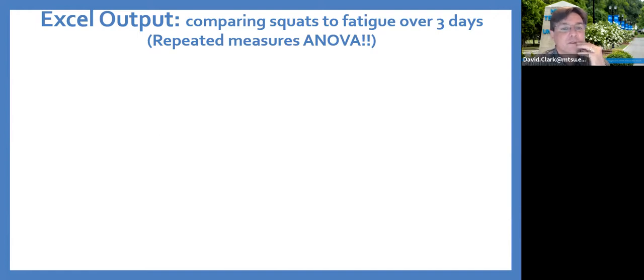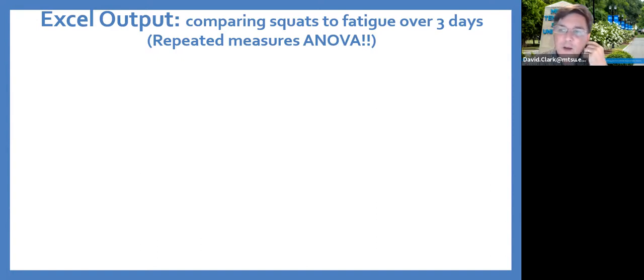So we're looking at repeated measures ANOVA comparing squats to fatigue over 3 days. So it's the same group tested on one day, and then the same group tested another day, and the same group tested on a third. Same group of kids. Squat to fatigue on Monday, squat to fatigue on Tuesday, squat to fatigue on Wednesday.